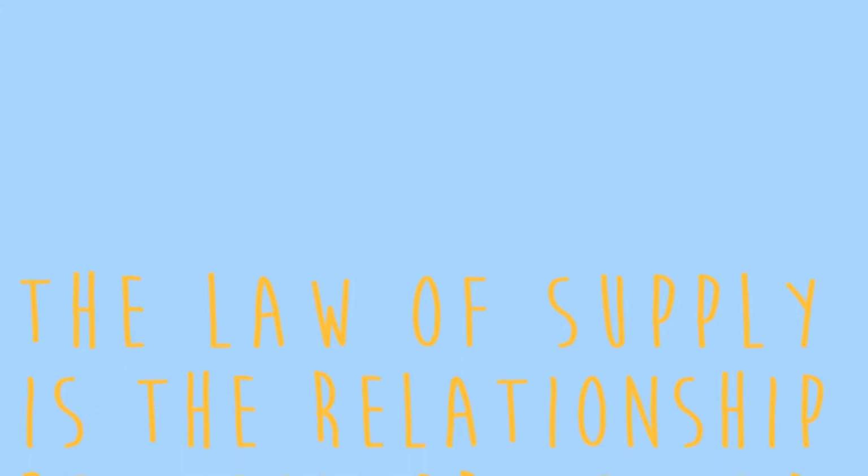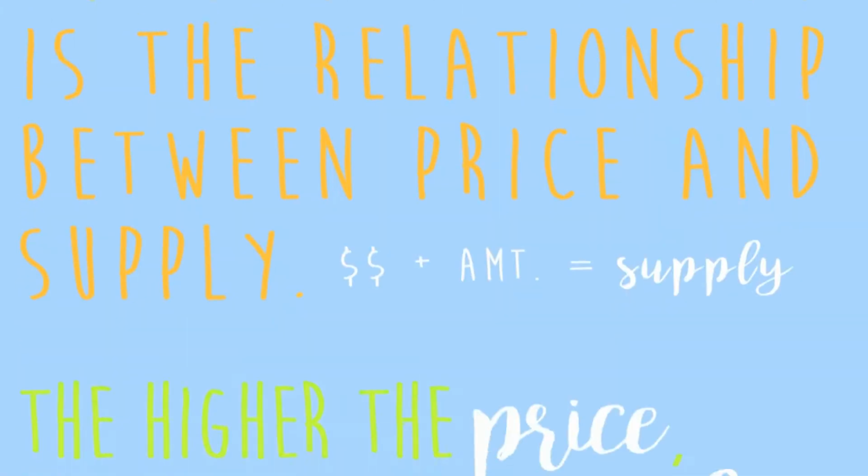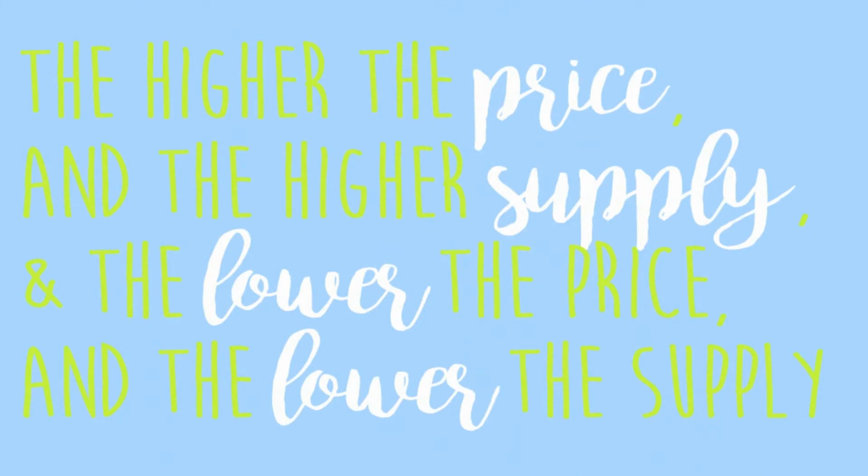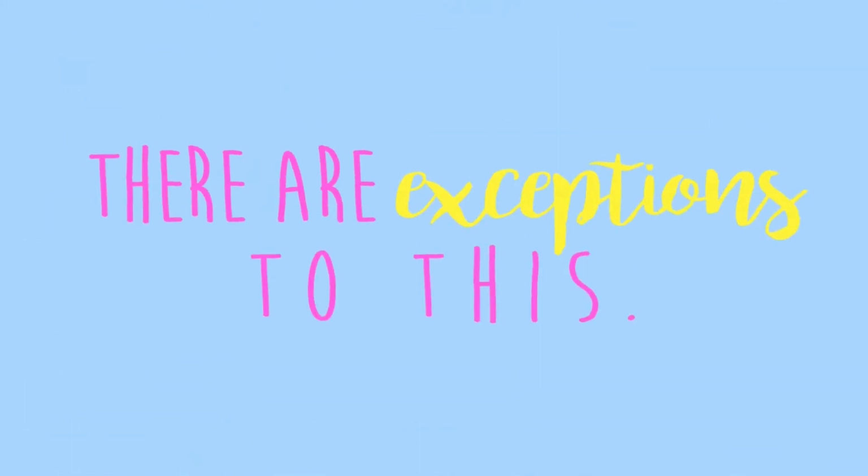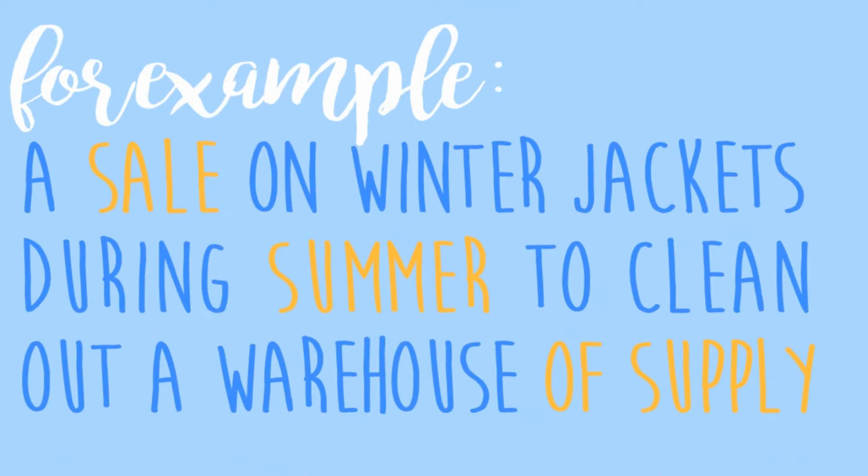The law of supply is the relationship between price and supply. The higher the price, the higher the supply, and the lower the price, the lower the supply. There are exceptions to this. For example, a sale on winter jackets during the summer to clean out a warehouse of supply.